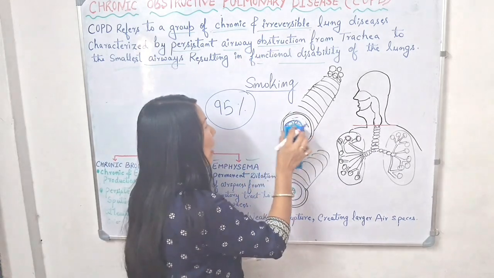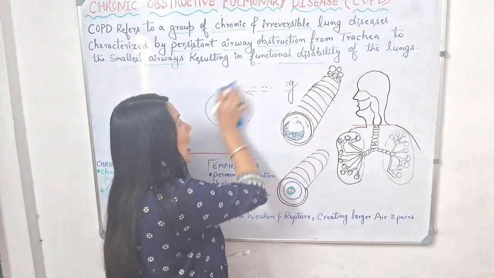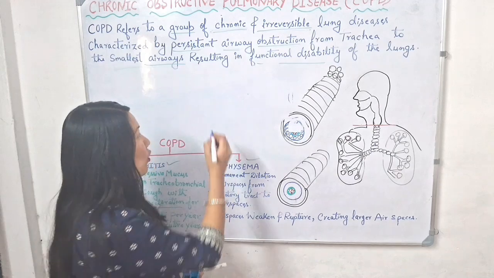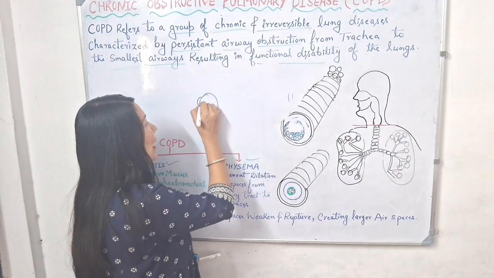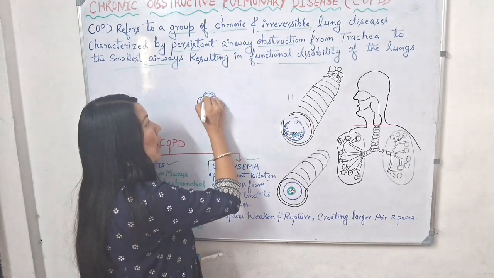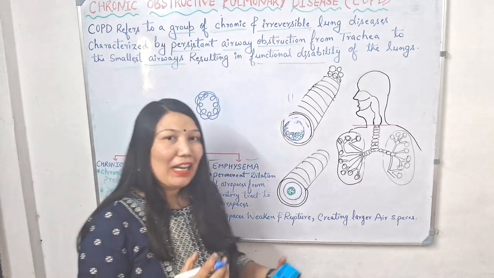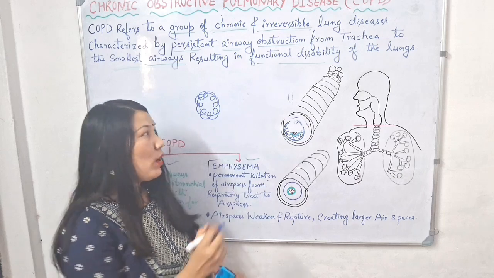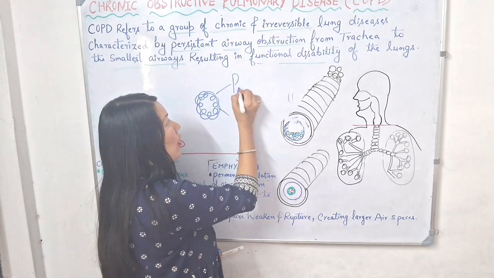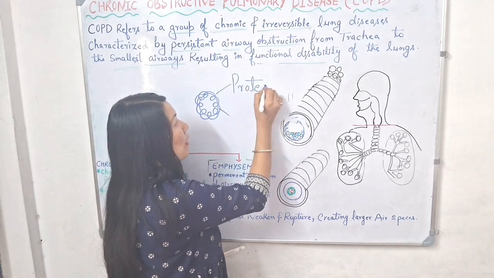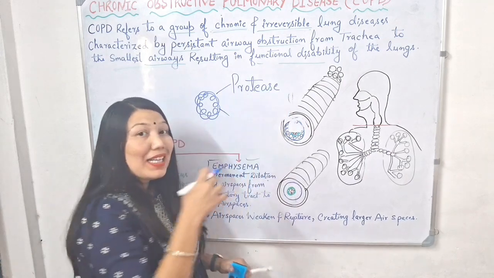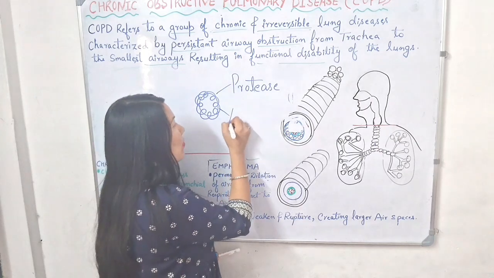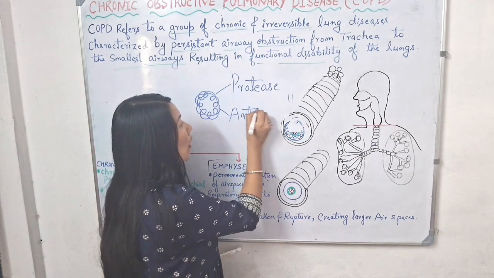Now what happens in emphysema? In emphysema, again due to the smoking condition, the elastic tissue present in our alveoli is degraded. Our alveoli are actually an elastic body. There are two proteins present in our alveoli. One is called protease, also called elastase, which degrades protein. The other is called antiprotease, meaning non-elastic.